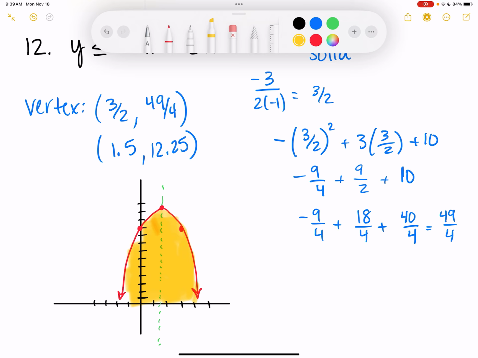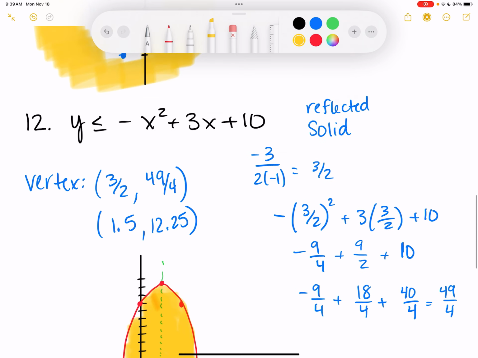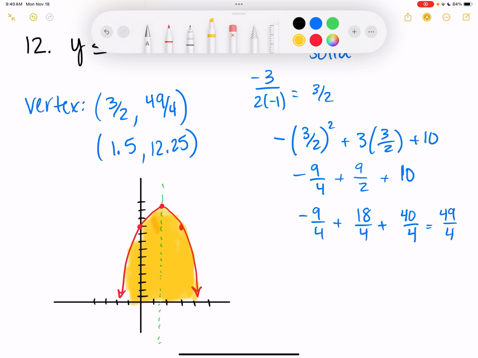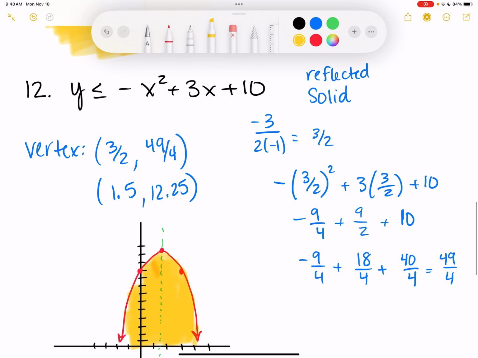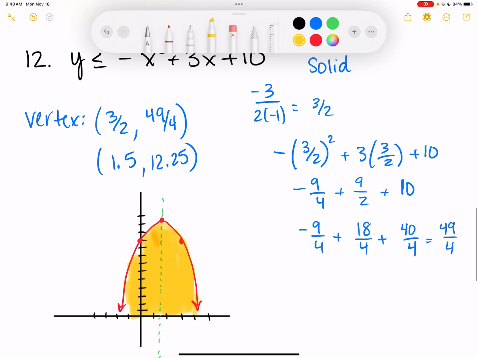So when it's reflected, it's the exact opposite of what you think you should shade. But always go back, because here's the thing. Wherever you shade, if you choose a point in there, it should make this a true statement. So let's say 0, 0 would be in there. If I plug in 0, I would have 0 is less than or equal to 0 plus 0 plus 10. 0 is less than or equal to 10, so I know I've shaded the right way.